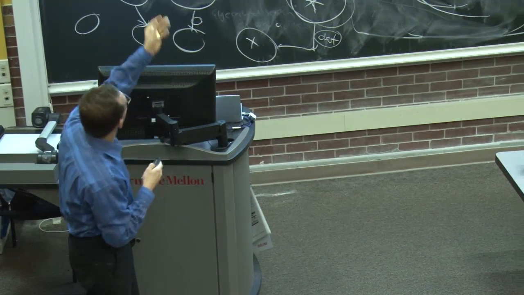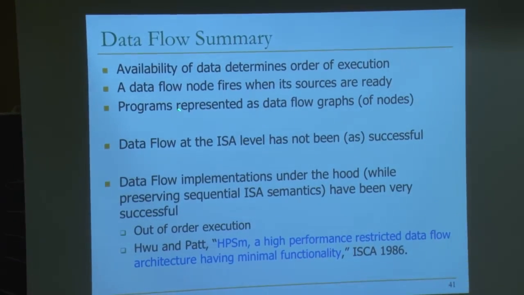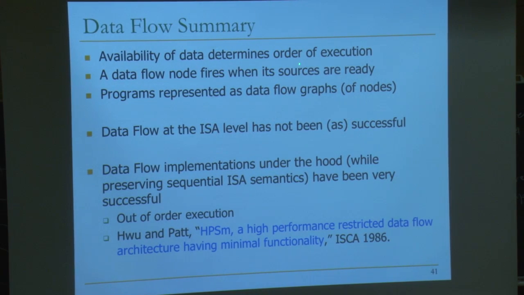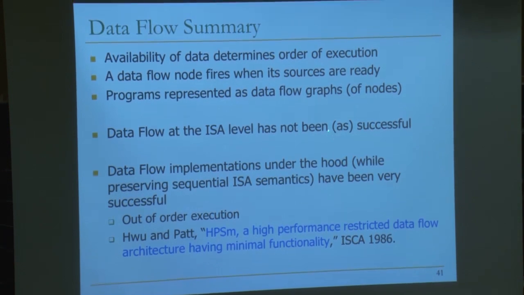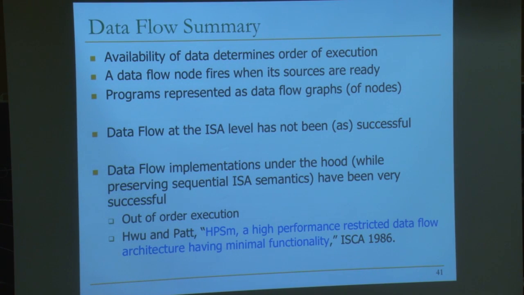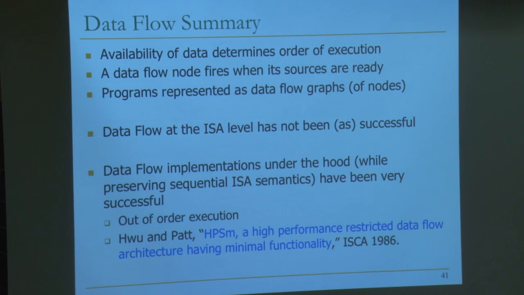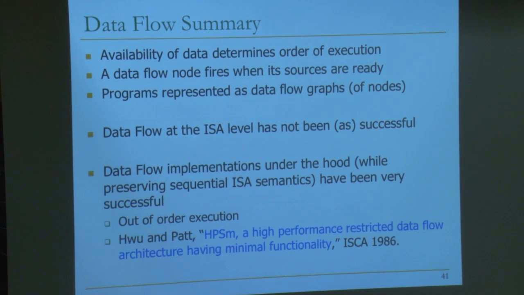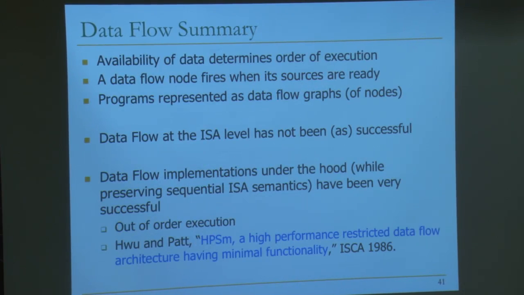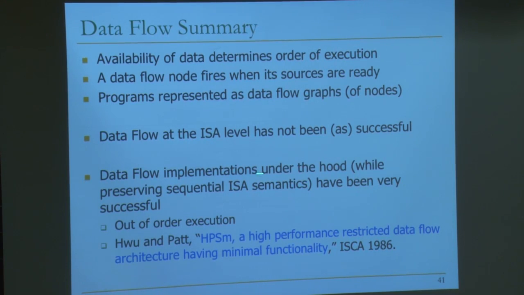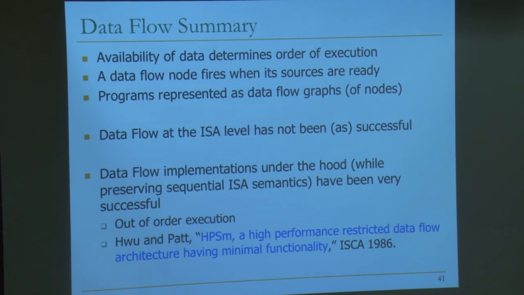Okay, actually, that's the next slide. To summarize, you already know what this is, basically. Availability of data determines order of execution, and programs are represented as data flow graphs, and somebody needs to produce that. Data flow at the ISA level has not been successful in the general purpose market, which is a big market, because of these disadvantages. And perhaps the first one is the biggest one. But data flow implementations under the hood, while preserving sequential ISA semantics, have been very successful, as we covered in the last lecture.